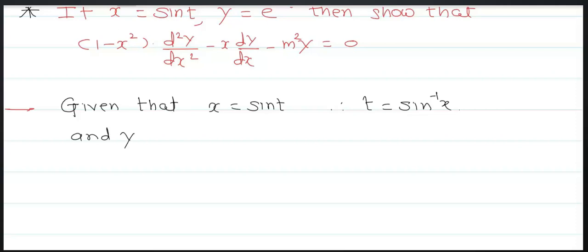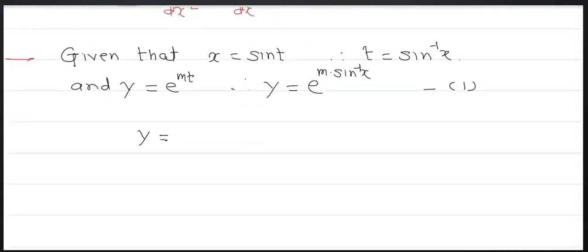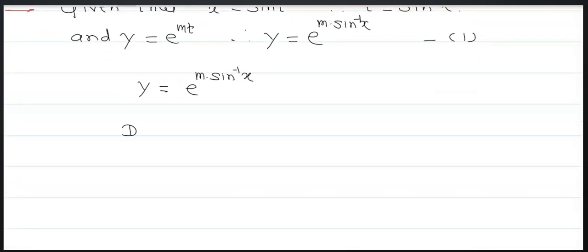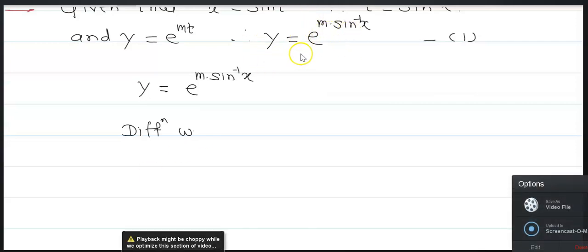x is equal to sin t, therefore t is equal to sin inverse of x. y is equal to e raised to mt, that is y is equal to e raised to m sin inverse of x. Now differentiate with respect to x. y is a function of x, that is y is equal to e raised to m sin inverse of x. What is the derivative of e raised to m sin inverse of x? It is e raised to m sin inverse of x into d by dx of m sin inverse of x.